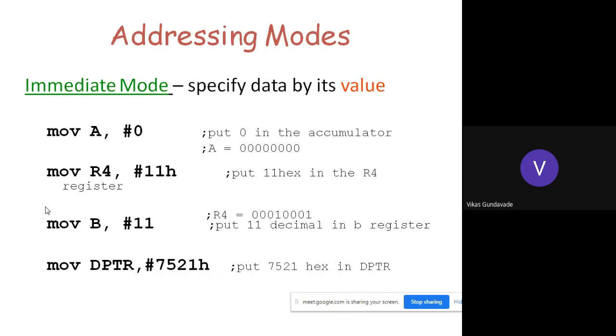Similarly, the second example is MOV R4, #11H, where R4 is the register and 11H is the immediate value or new value. So to transfer that new value into the register R4, the instruction is MOV R4, #11H. Everybody is understanding it? What happens in the immediate addressing mode? The new data is either transferred into the register or into the memory. Again, one more example is given, MOV B, #11.